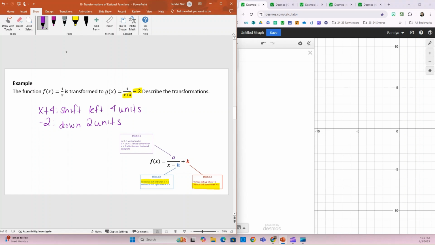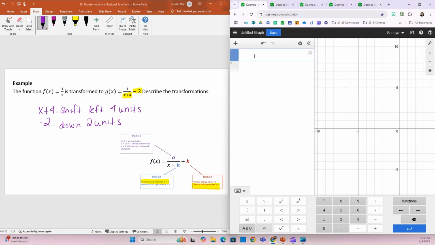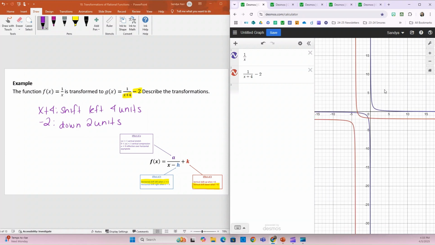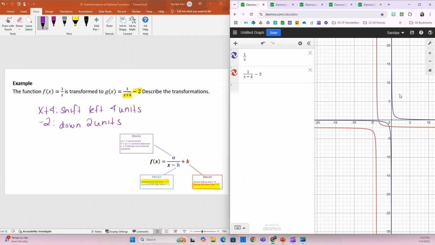So now let's make sure that we've done this correctly by going to Desmos and typing in the parent function. So we have 1 over x. Here we do over x plus 4, and then we click outside that fraction and do minus 2. So it's kind of hard to see with rational functions, so you may have to zoom out a little bit, but you can see that in fact this red function is shifted to the left, and also it is shifted down when you compare it to the original parent function, which is here in purple.